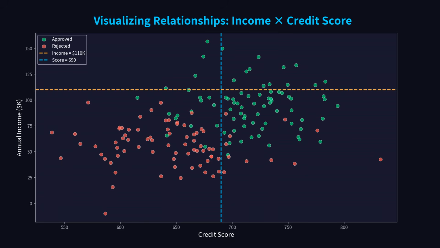First split: annual income greater than 110,000. Applicants above this line look more likely to be approved, but income alone is not enough. For those above the line, we further ask credit score greater than 690. For those below, we ask credit score greater than 710. The plot divides into four regions, each with a different mix of approved and rejected applications. These partitions become a tree.